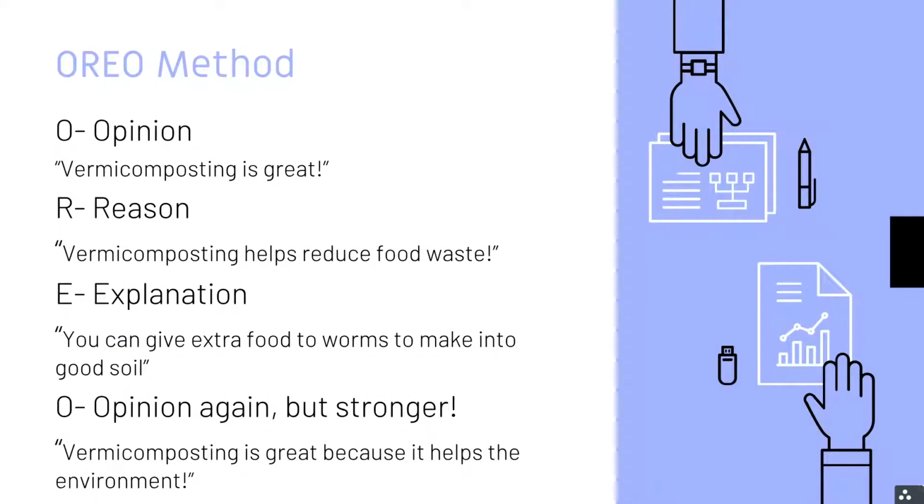The second part is saying your reasons. Why do you think this is? For example, vermicompost is great because it helps reduce food waste. The third step is explanation, or giving a fact to support the reasons. The example of this is just saying that you can give extra food to worms to make it into good soil. And the last step is to restate your opinion, but this time in a stronger way.